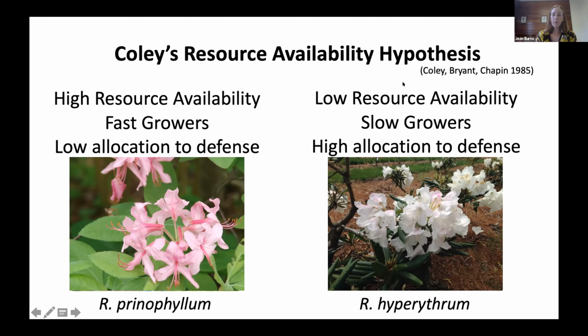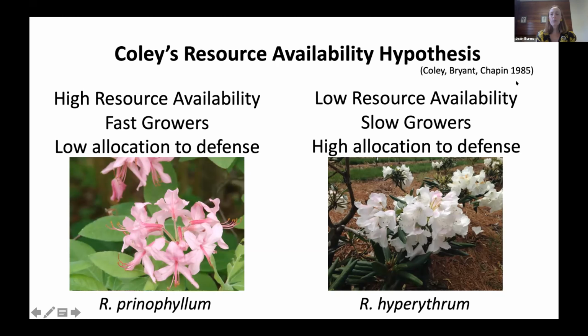Alternatively, in a low resource availability environment, you can imagine there's very strong selection pressure for growing slowly. The result is slow growth because there are fewer resources available, but tissues are also relatively more expensive to replace. So if a plant experiences the same absolute amount of herbivory under low resource conditions, there should be fairly strong selection for allocation to defense, because each unit of tissue is relatively expensive to replace, because again, resources are limiting. So you would expect under a low resource availability environment, high allocation to defense.